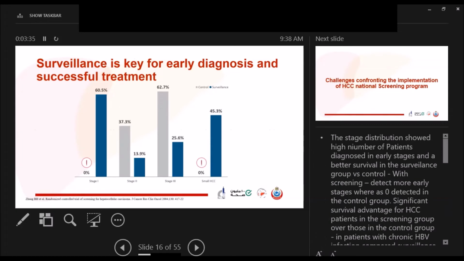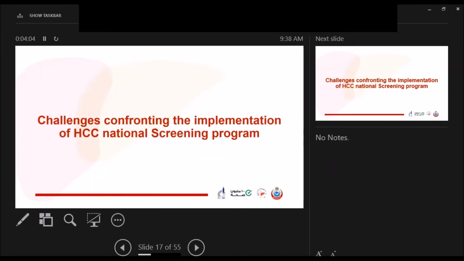According to this study, which makes a comparison between a group who underwent a surveillance program versus a historical group, we found that most patients in the surveillance program were discovered earlier, most of them in stage 1, but 0% of patients were discovered in stage 1 in the control group. And this, of course, makes the treatment decision harder in the control group.